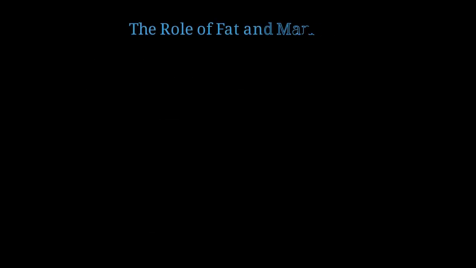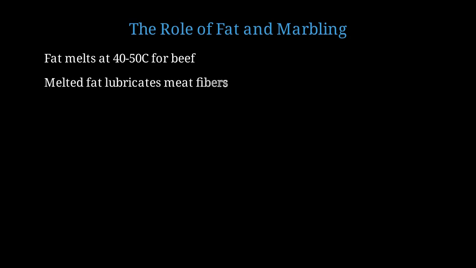Now let's discuss the role of fat in marbling, and how it interacts with our temperature and time parameters. Intramuscular fat, or marbling, begins to melt at 40 to 50 degrees Celsius for beef. As fat melts, it lubricates the meat fibers, contributing to the perception of tenderness and juiciness.